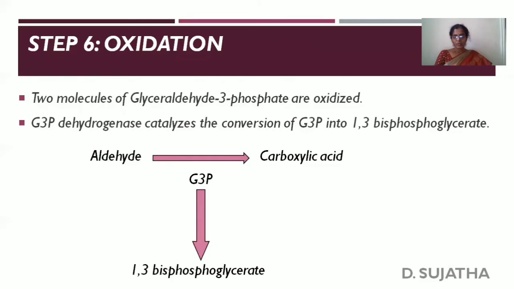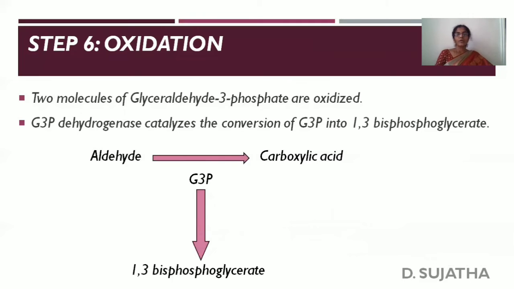So here a phosphorylation reaction also takes place. The phosphate group for the phosphorylation reaction is taken from the cytoplasm. In the cytoplasm, inorganic phosphate is present. So this inorganic phosphate present in the cytoplasm is utilized for this phosphorylation. Here the aldehyde converts into the carboxylic acid, that is, G3P converts into 1,3-bisphosphoglyceric acid.